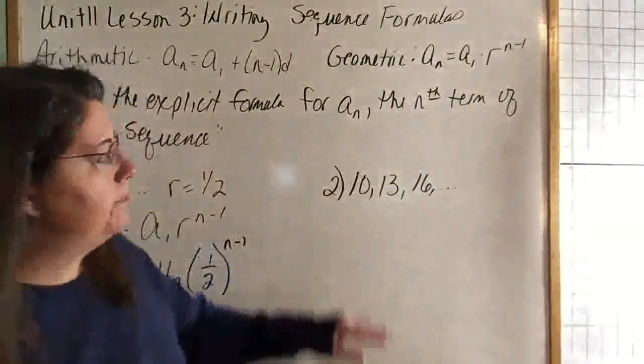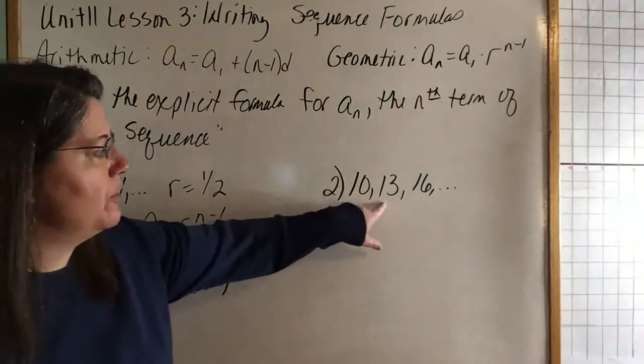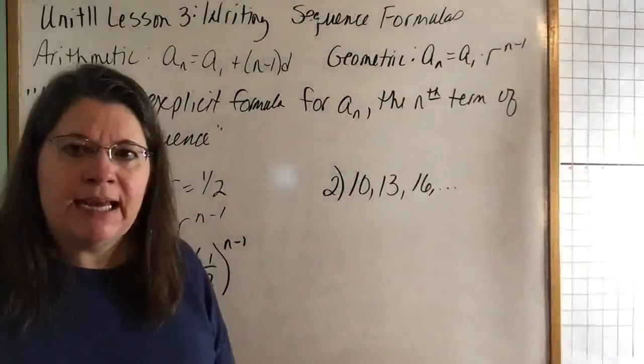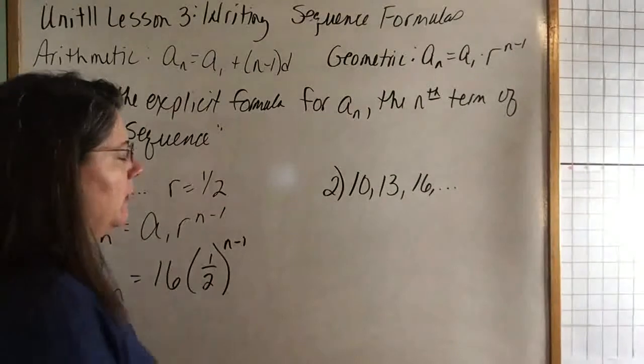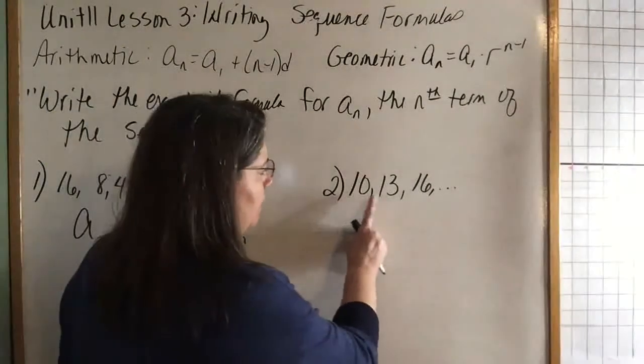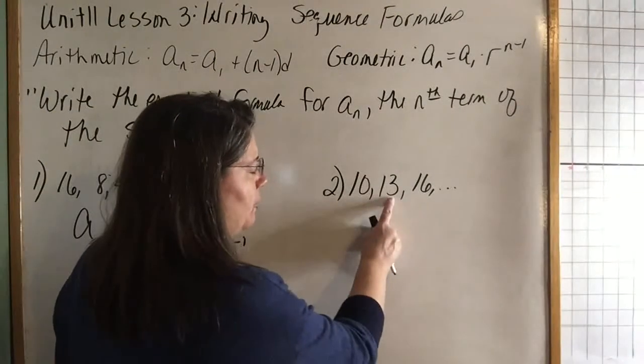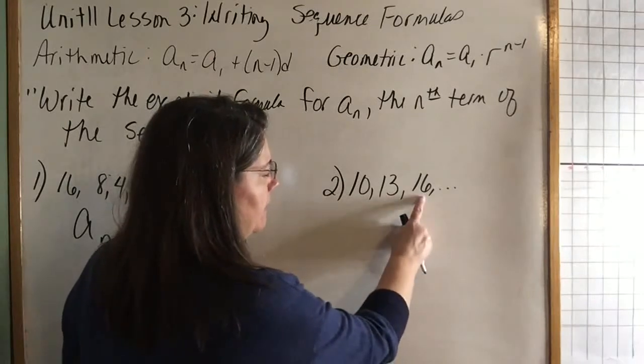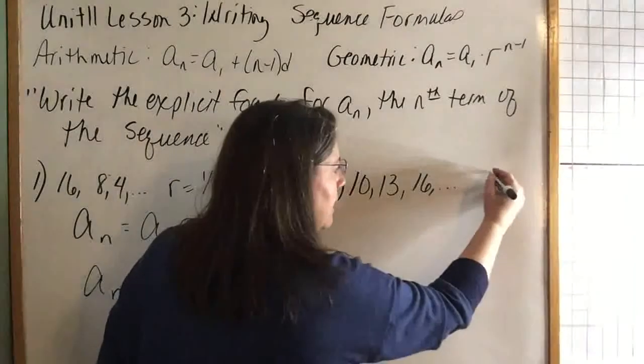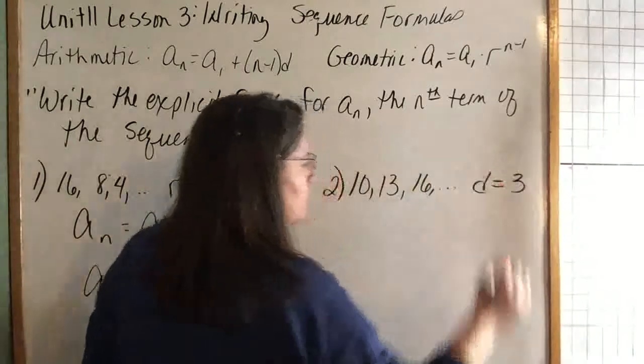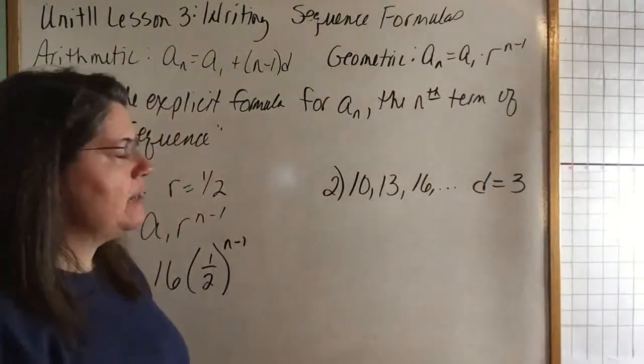All right, and the next one. We've got 10, 13, 16. First I have to decide, is it arithmetic or geometric? Well, let's try arithmetic first. 10 plus 3 would give us 13. 13 plus 3 gives us 16. So yes, it looks like it's arithmetic. So that means D is going to be 3, our common difference. We're adding 3 each time.